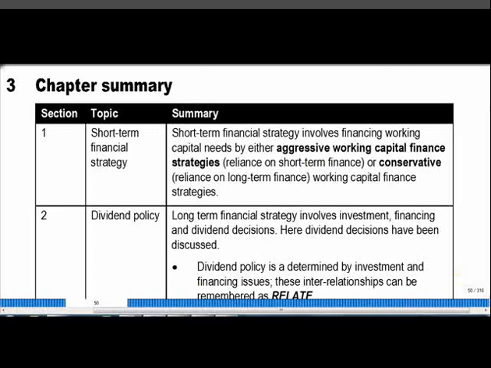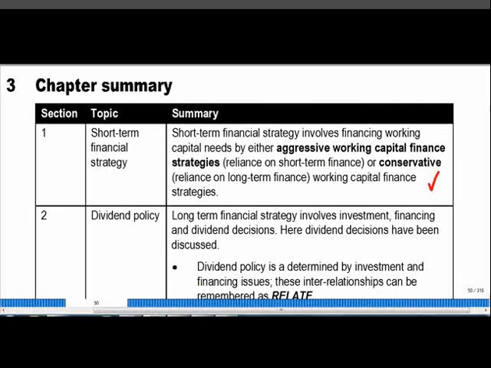Because this is a discussion chapter, it's very easy to neglect it. In the exam, however, it's absolutely crucial that you recognise the term aggressive working capital finance or conservative working capital finance, and that you can identify this strategy and comment on it.